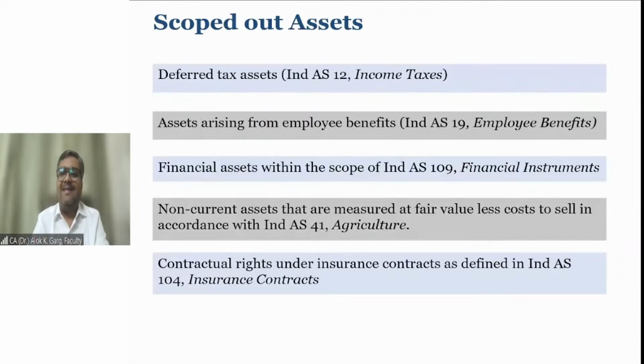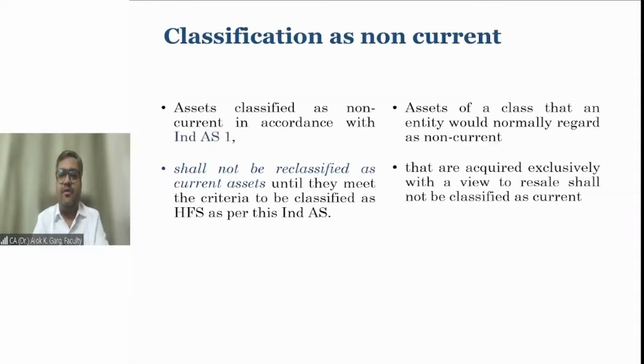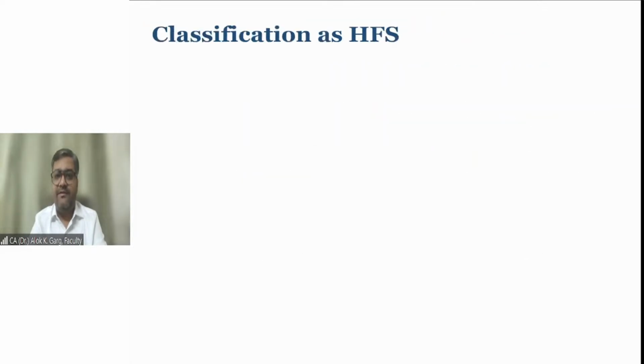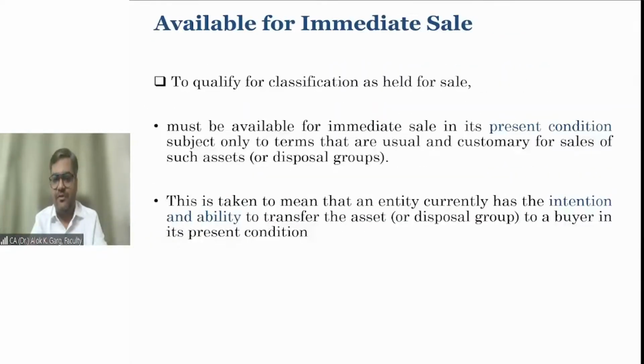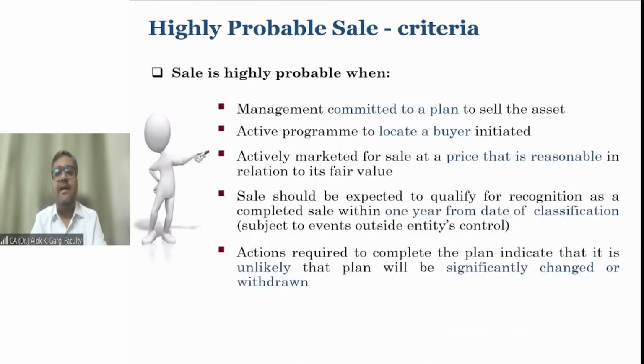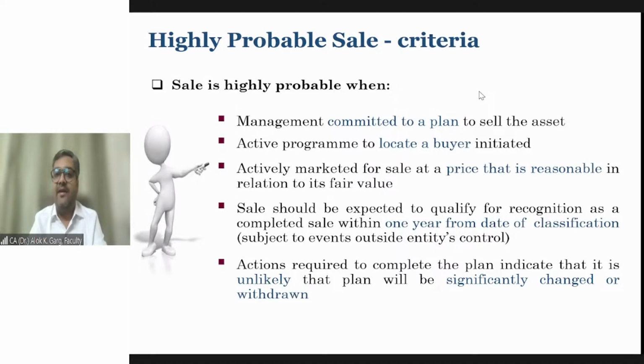Sir, if there is a decrease in fair value less cost to sell, then you need to again compute the impairment loss, right? You need to recognize the impairment loss once again. But if there is an increase in fair value less cost to sell, in that case, you need to recognize the increase only to the extent of previous decrease, right? This is what is given in the standard.